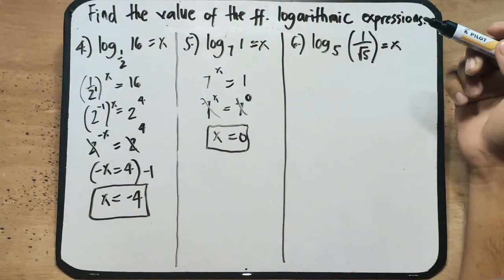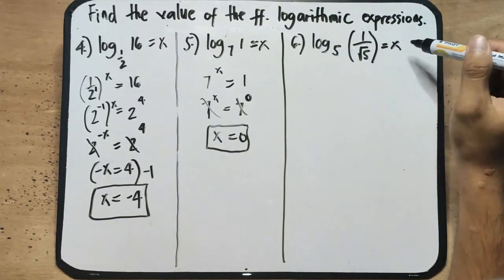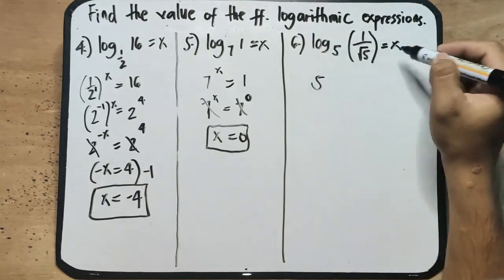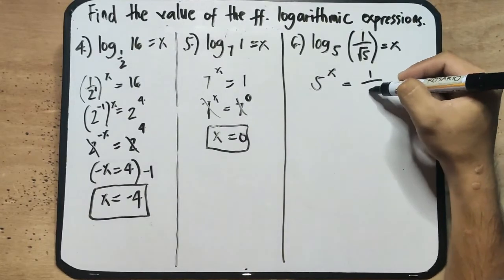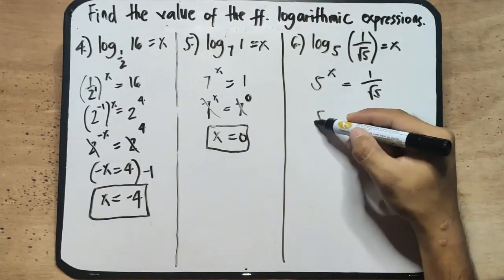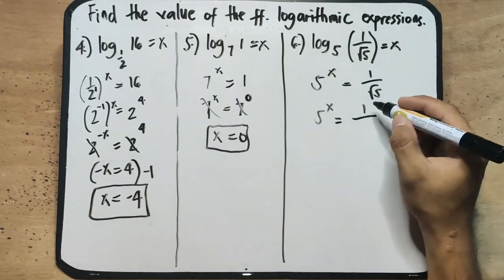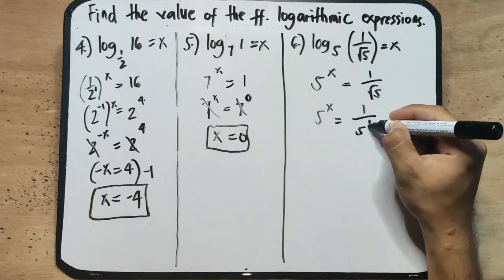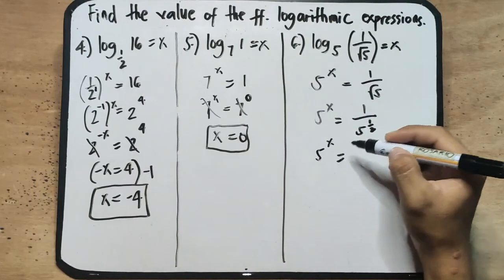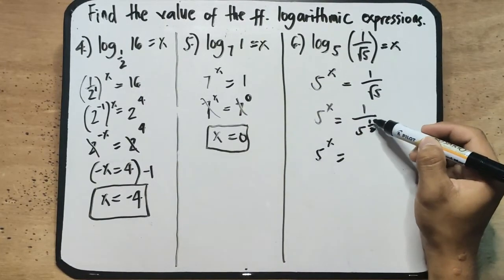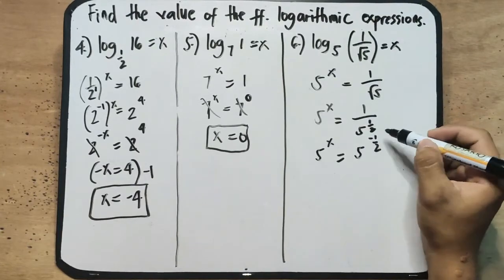So item 6, we have log base 5 of 1 all over square root of 5 is equal to x. So 5 is the base, the exponent is the variable, and then the answer is 1 all over square root of 5. So 5 raised to x, we know that 1 all over square root of 5 can be written as 1 all over 5 raised to 1 all over 2. So fractional exponent, 5 raised to x is equal to this, and to bring it up, the exponent will be negative. So 5 raised to negative 1 all over 2.